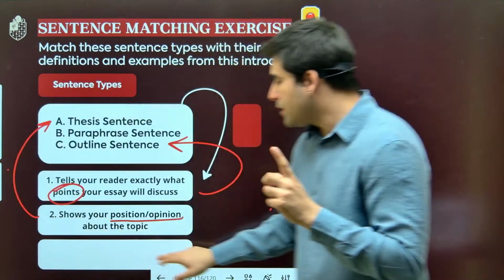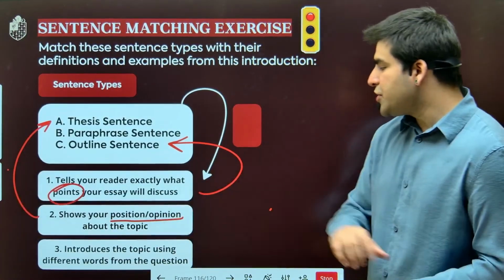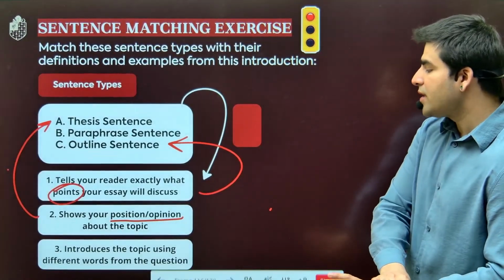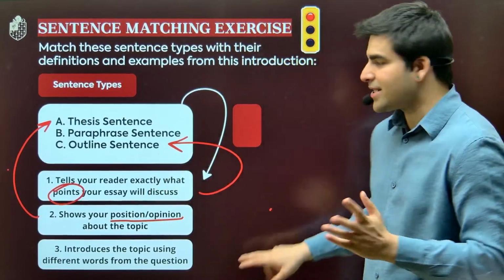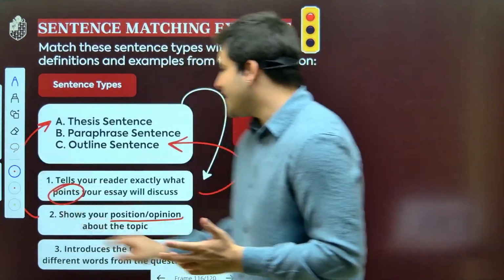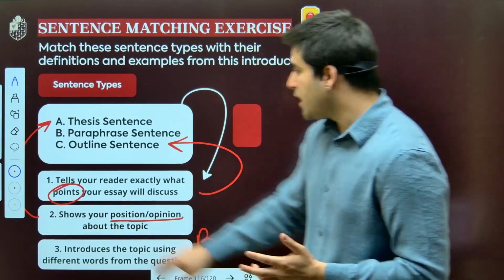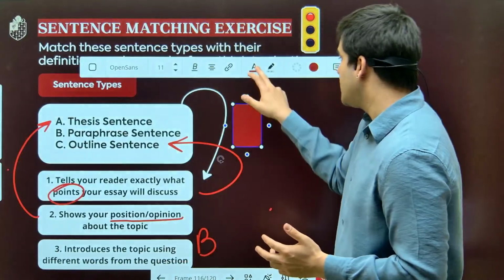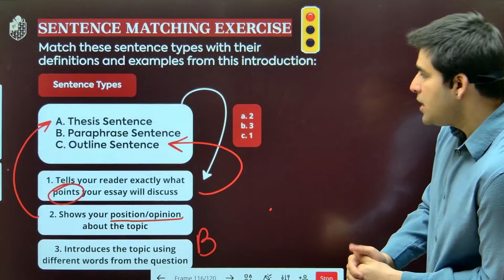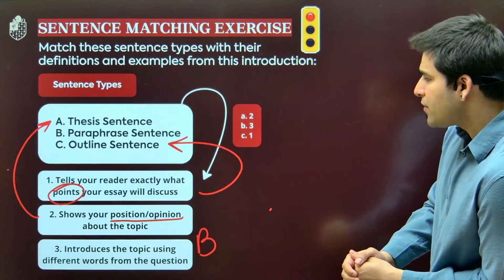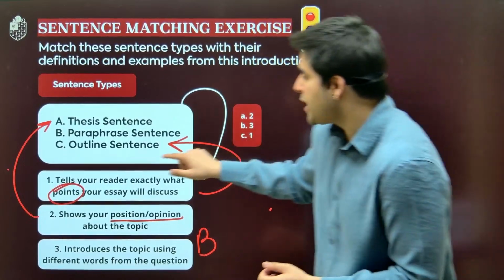Have a look. The last bit is here. Introduces the topic using different words from the question. Repeats the question, but in your own words. Ek hi bacha hai. What is this? This is B, right? Yeah, B. So what are the answers? The answers are right in front of us. A is 2, B is 3. No, I think yahan par galat likha hai. And B is, we're just going to change that here.